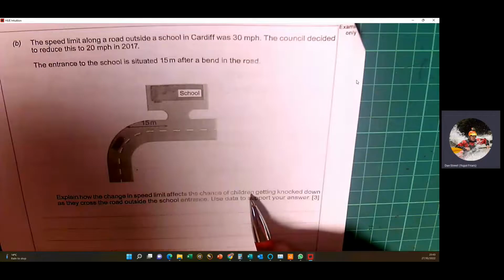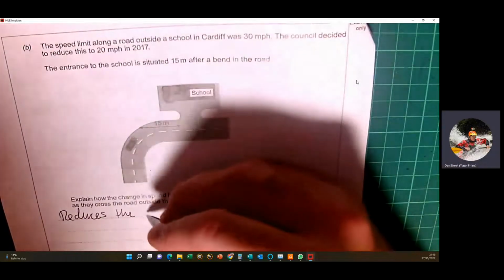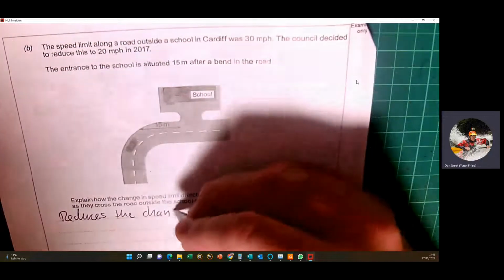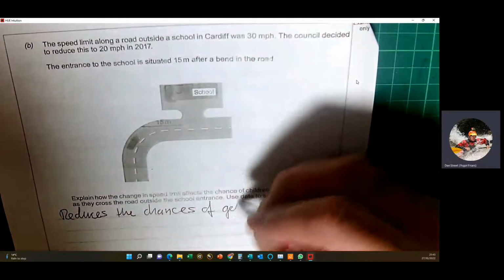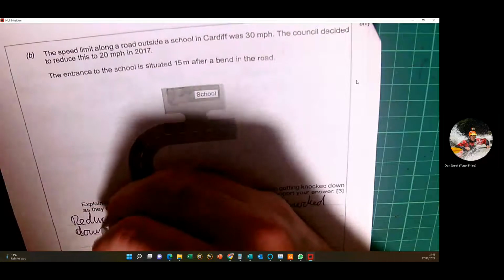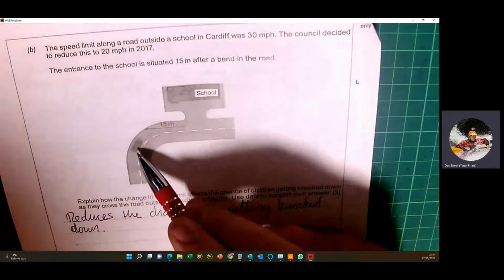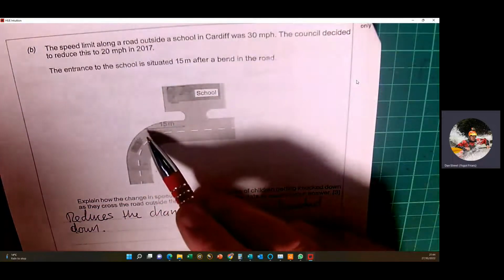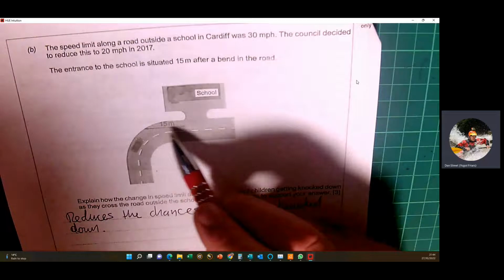Okay, so how does it affect the chances of getting knocked down? Basically, it reduces the chances. I think most people were able to see that. But what a lot of people lacked was using the data to back that up. Now from the diagram we can see this distance here has been placed there because it's approximately the distance that, as the vehicle comes around the corner, they'll be able to see pupils in the road for the first time, and they'll need to stop. And they've got 15 metres to stop.